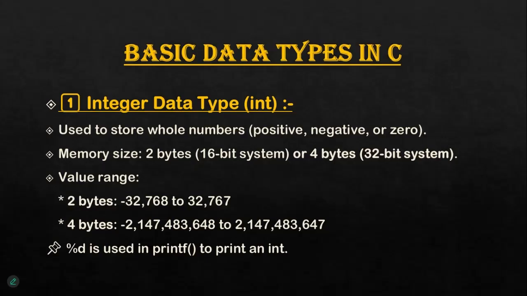The value range for 2 bytes is minus 32768 to plus 32767. And for 4 bytes, minus 2147483648 to 2147483647. Percentage d is used in printf to print an int. Percentage d is the format specifier for the printf function to print an integer data type.